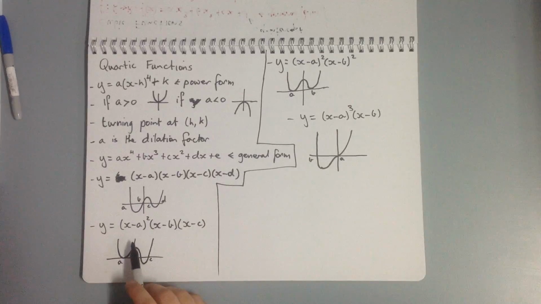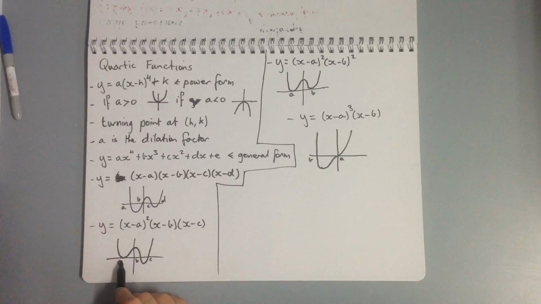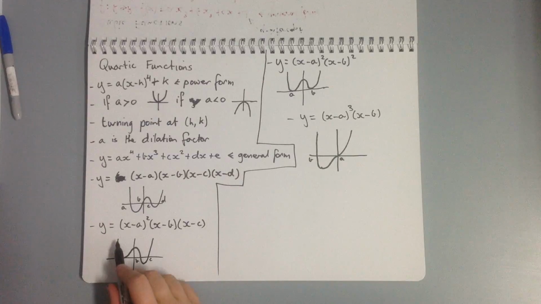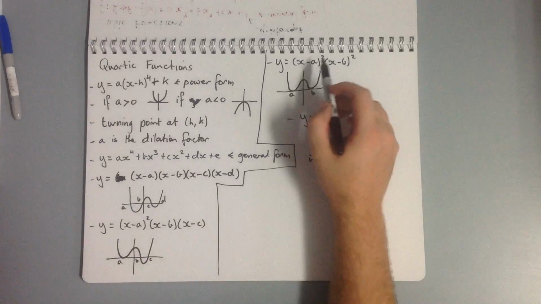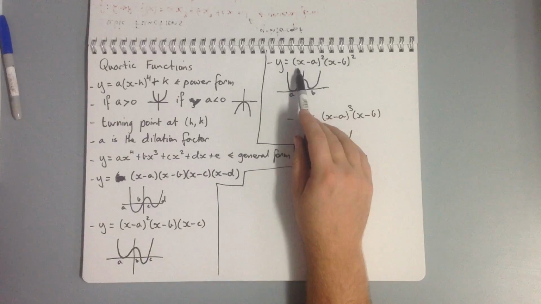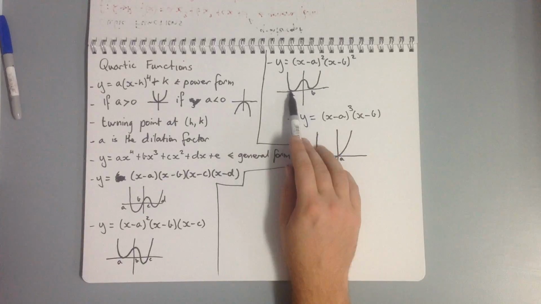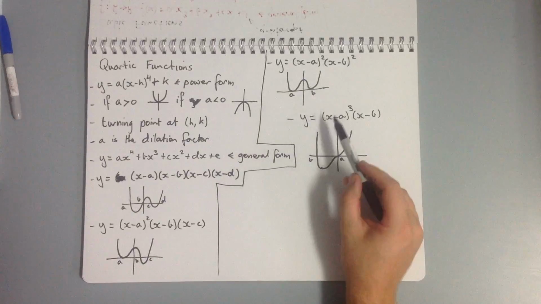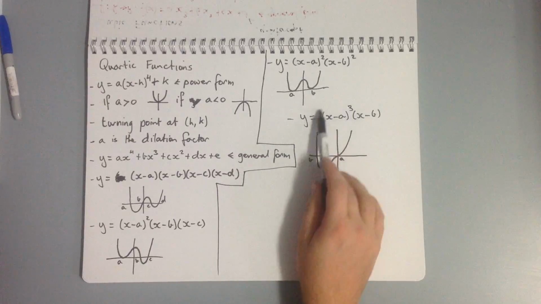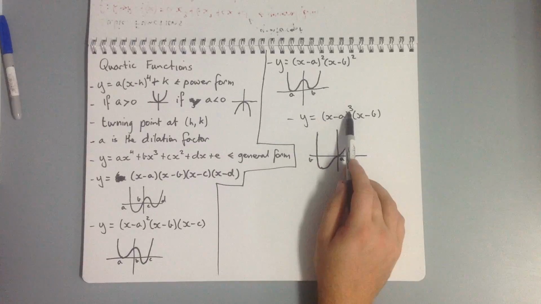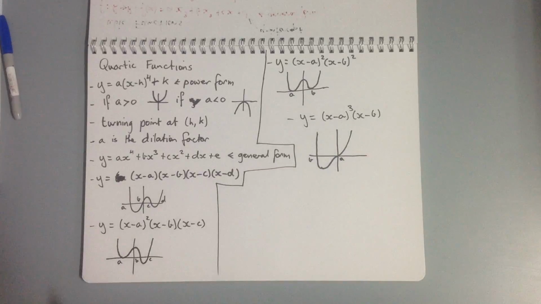We can have a repeated factor where we've got (x take a) squared times (x take b) times (x take c). Here, like our previous ones, we have a turning point at our factor x take a. We can have 2 repeating factors, (x take a) squared and (x take b) squared, which means that we've got 2 turning points that are our x-intercepts. And we can have (x take a) cubed times (x take b). In this case, our factor that's repeated 3 times ends up being a stationary point at a, and we have one other factor b.